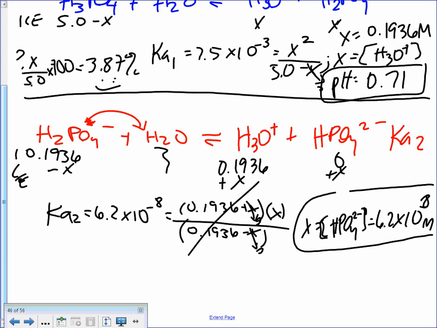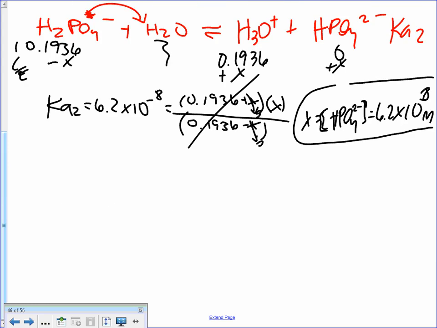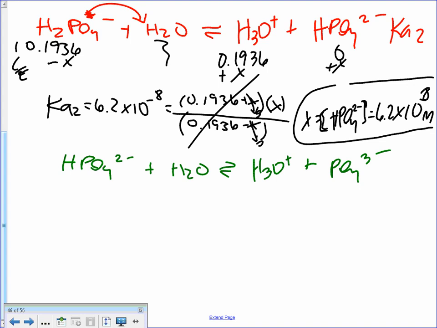Okay, so we only did this part really to get the HPO4 2 minus concentration. And then what do you think we're going to do? One more time. So HPO4 2 minus plus water equilibrates to what? So I heard hydronium and what? PO4 3 minus, hallelujah, we don't have any more H's to get, right? So now what do I start with? What's my initial? This one has an initial, right? It's what we just calculated previously, 10 to the negative 8, good.